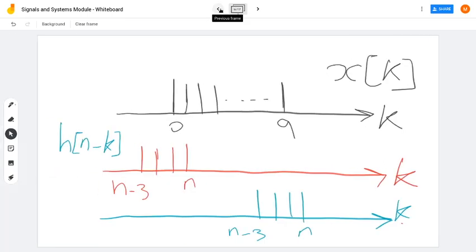If we move back over here, if n is larger than 0, but n minus 3 is less than 0, the overlap between x of k and h of n minus k would be from 0 up to n. Again, if n is larger than 0, but n minus 3 is less than 0, the multiplication will be non-zero for the range of values from k going from 0 up to n. And in this case, I can write the following.